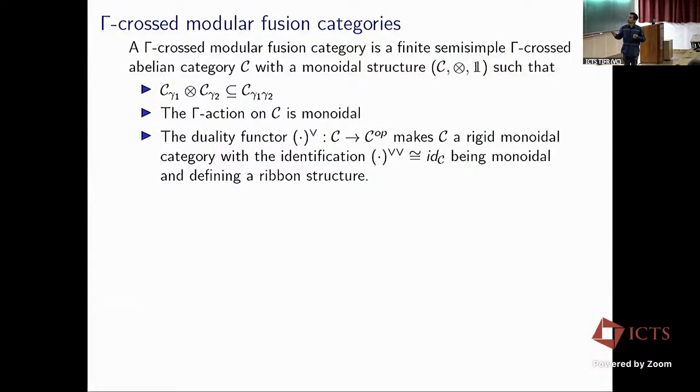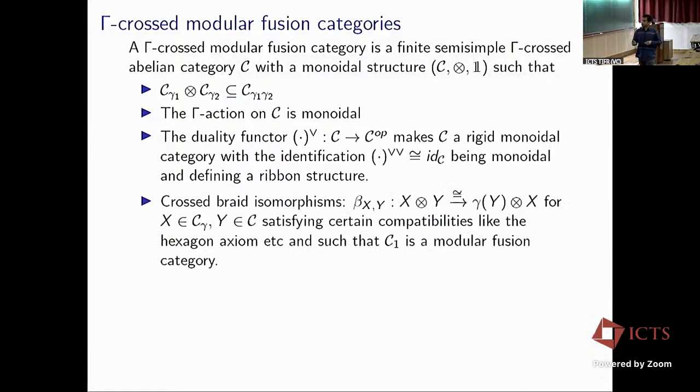Right? And we have this identification of the double duality with the identity functor. That's part of the structure of a gamma crossed abelian category. But here we demand that this identification should be monoidal. And the monoidal identification of the double duality functor with the identity functor should satisfy a certain realness condition. So that is known as a ribbon structure. So we should have this, and this crossed braiding. So the next important part of the structure is crossed braiding.